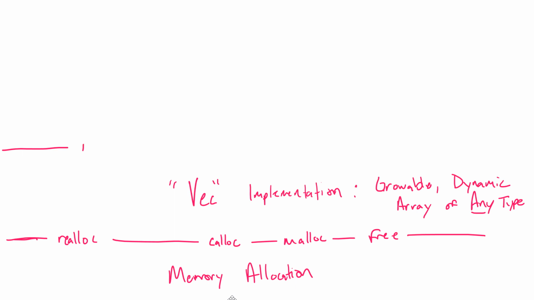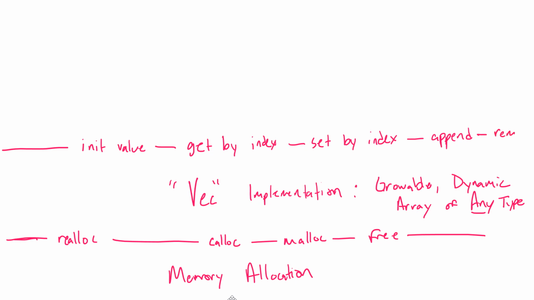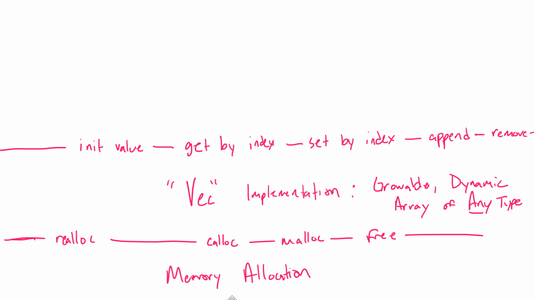Well, we might want to initialize a vec with some initial value function. We might want to be able to get a value out of a vec by index. I'm just going to use some high-level English here. We might want to set by index. We might want to append a sequence of elements from one C array into this vec so that it's owned by it. We might want to remove an item from it. So we can imagine these are some operations that we might want at this barrier of abstraction on a vector.